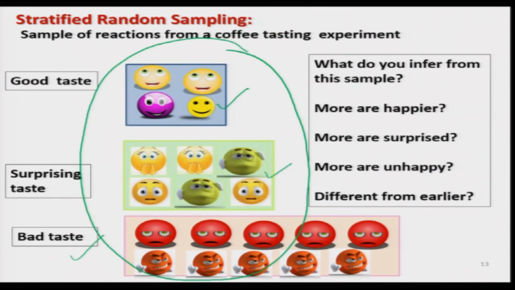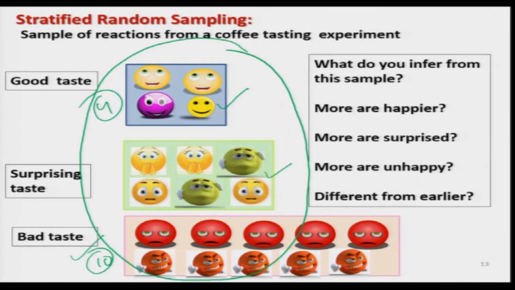But if you look at this sample, this is not indicating the same thing. There are 10 people who are saying that the taste is bad, and there are only 4 people who are saying that the taste is good. So this is going to be a bad sample. That is not really representing what is really happening in the population.